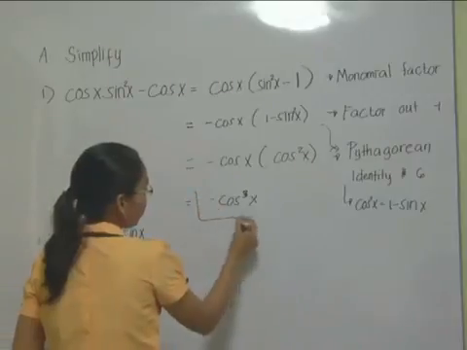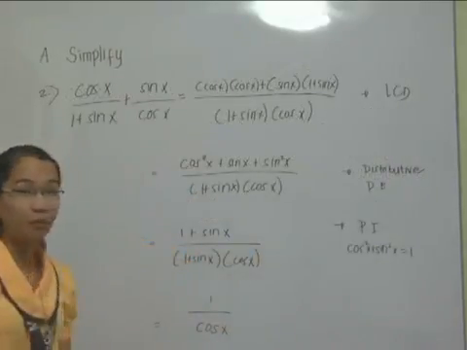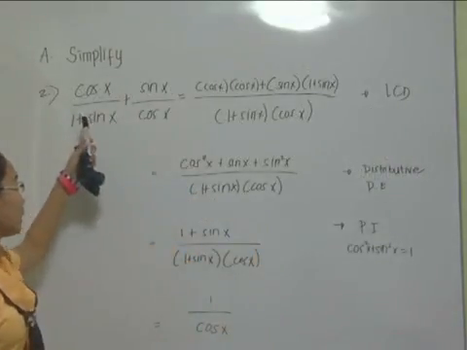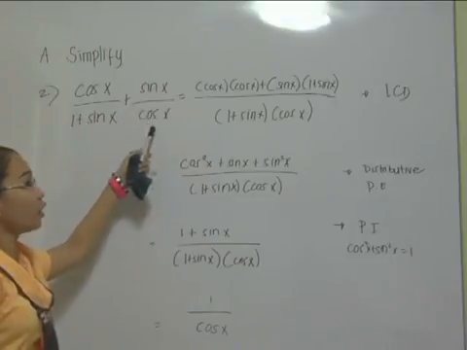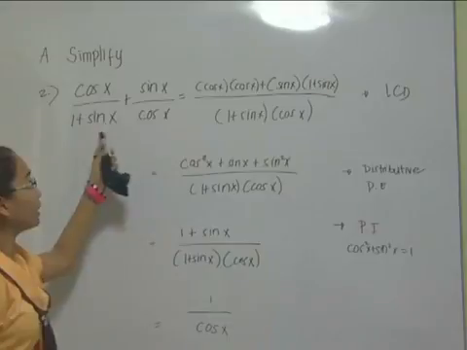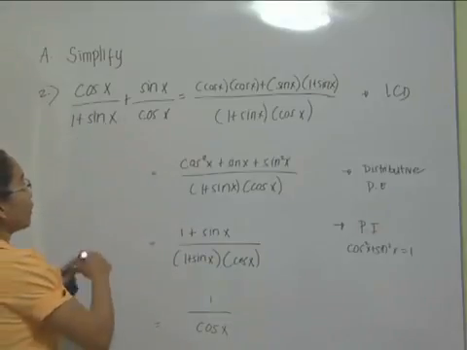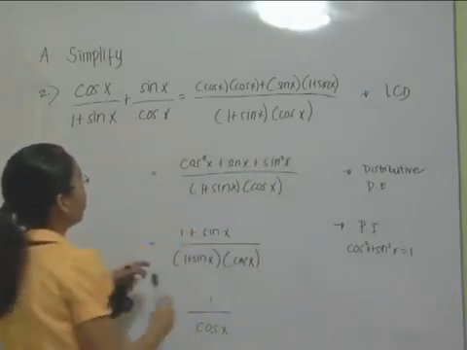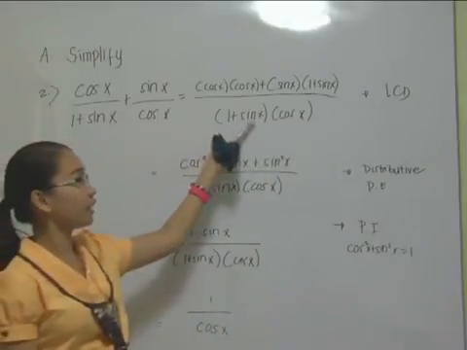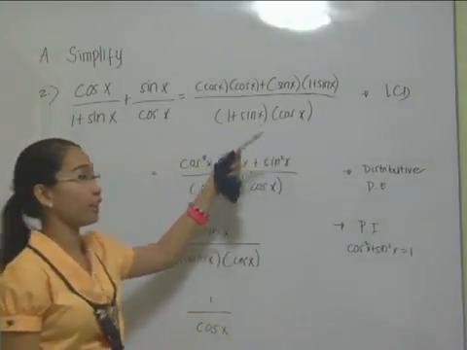This is the final answer. Let's have example number 2: cosine x over 1 plus sine x plus sine x over cosine x. In order for us to add this expression, we have to get the LCD. That is 1 plus sine x times cosine x.